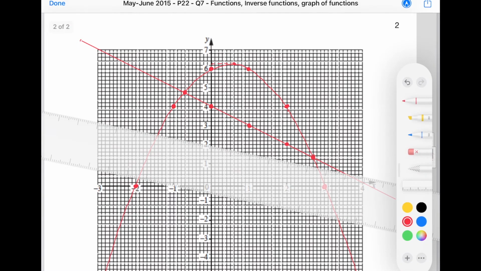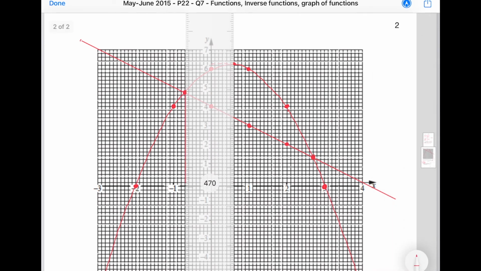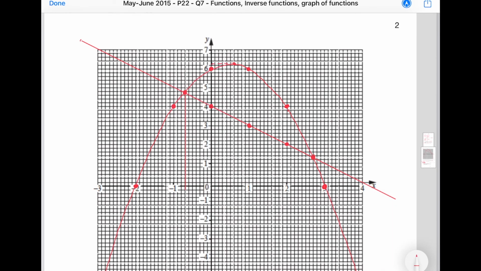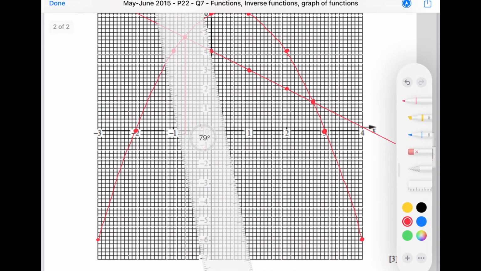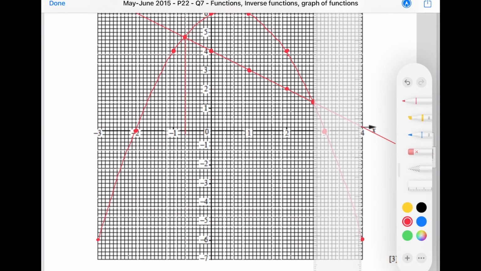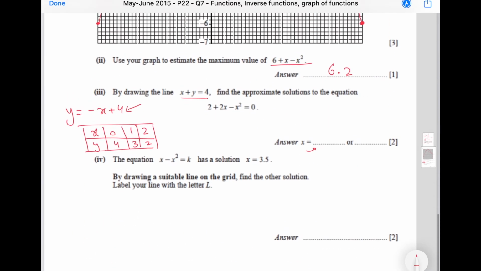So in order to find the x values, let's draw vertical lines at the points of intersection. One of the points is going to be over here. This is negative 0.7 and the other value is going to be over here. Let's see what this is. This is 1, 2, 3, 4, 5, 6, 7. Okay, so one of the values is negative 0.7 and the other one is 2.7.